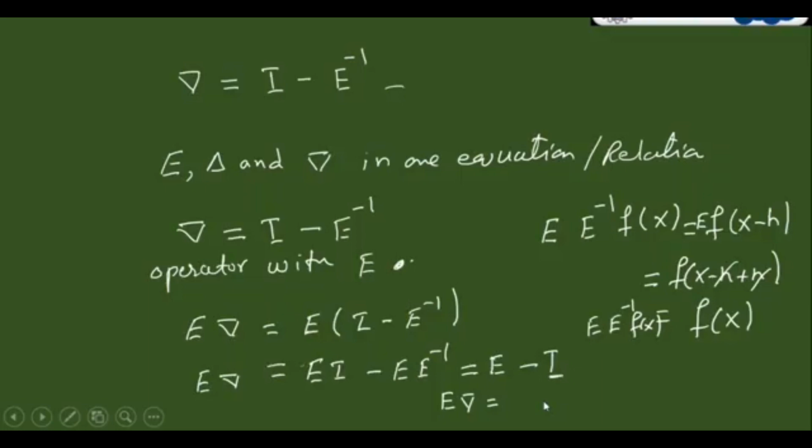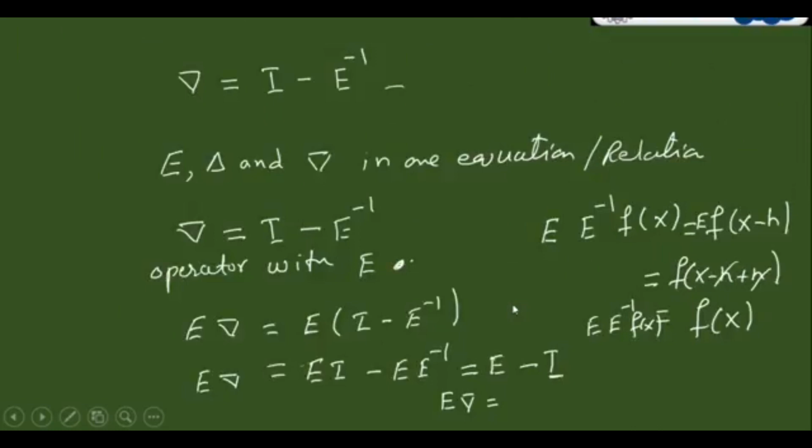You can find something here. So if you look in this relation, this says E minus I, that is the forward shift operator minus the identity operator, is basically equal to the forward difference operator. That's interesting. So E minus I is equal to the forward difference operator.